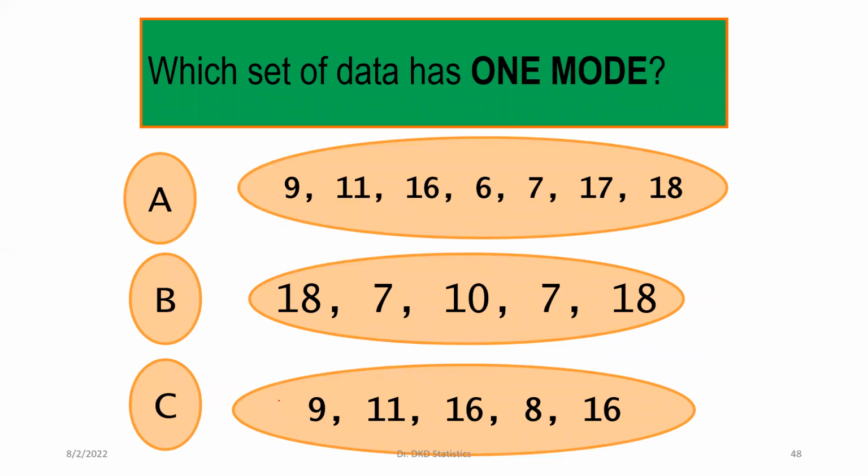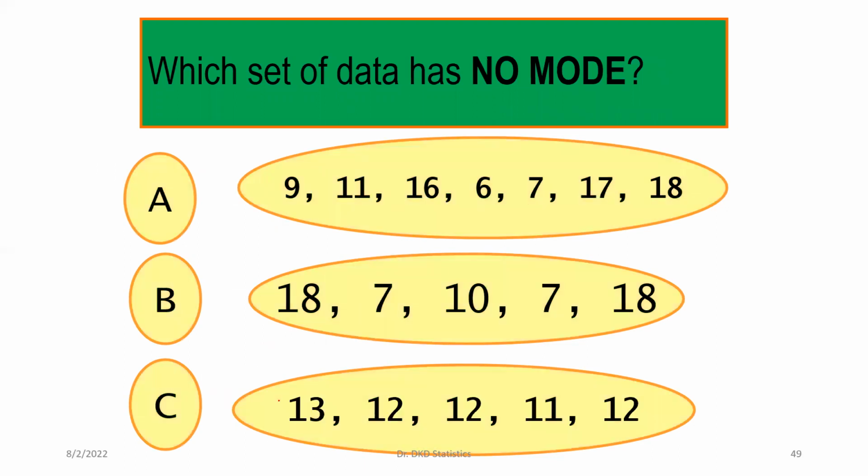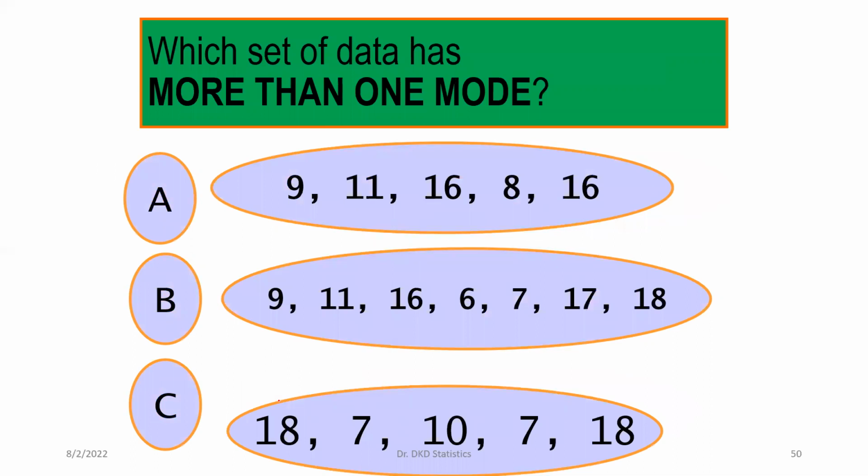One example: we can find which set of data has one mode. Three data sets are given, so we can say this data has one mode. Now, which set of data has no mode? Say A, B, C. Looking carefully, we find A has no mode: there is no repetition, no frequency. And which set of data has more than one mode? We can say C has more than one mode because 18 is repeating and 7 is repeating.